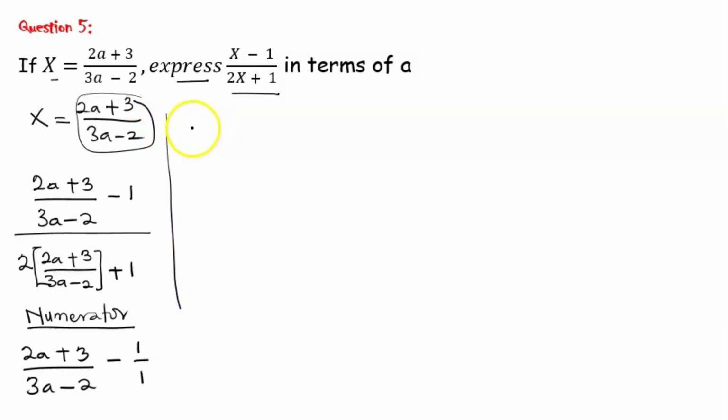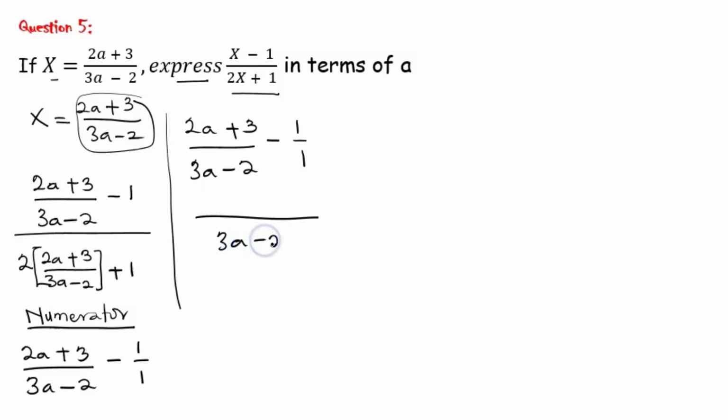Okay, so we have (2a + 3)/(3a - 2) - 1/1. The LCM, of course, is going to be 3a - 2, because even if you multiply this and this together, you are still going to have 3a - 2. So when we do this, this divided by this guy is going to give us 1. So we have 2a + 3 - 1 times this, which is going to be this.